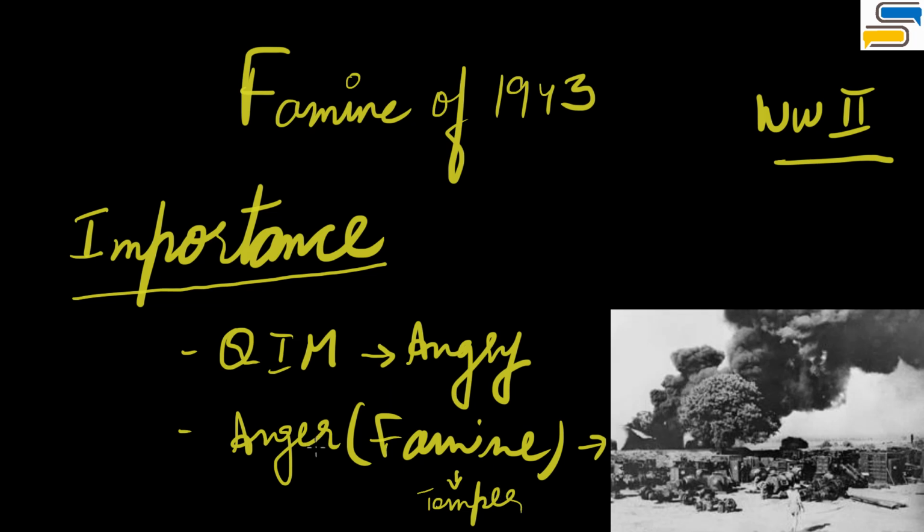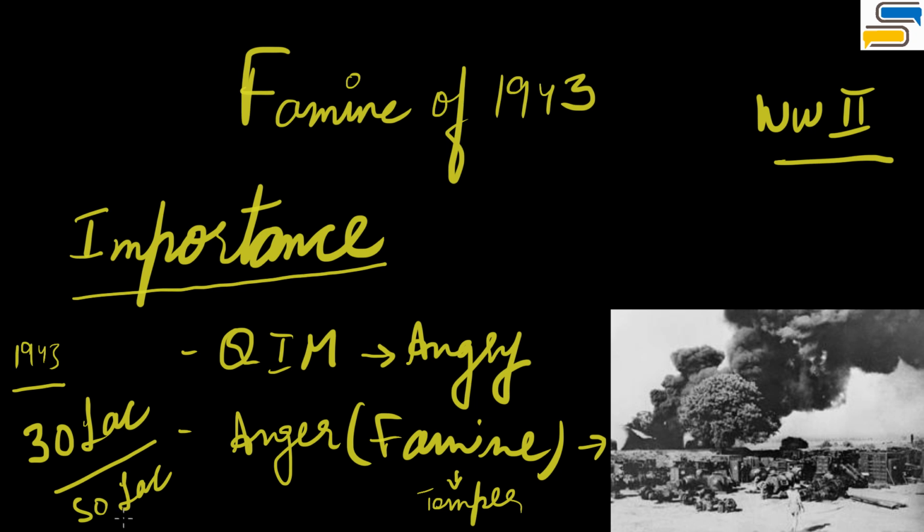And to add to this anger, there happens a famine in 1943. Because of the famine, this anger rises again. And why so? Because in this famine, 30 lakh people died. Some estimates say that 50 lakh people died in one famine. Can you imagine the number? 50 lakh people is a very, very huge number.